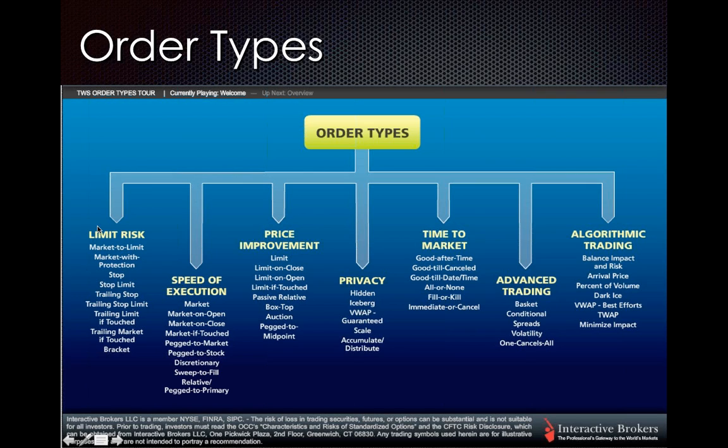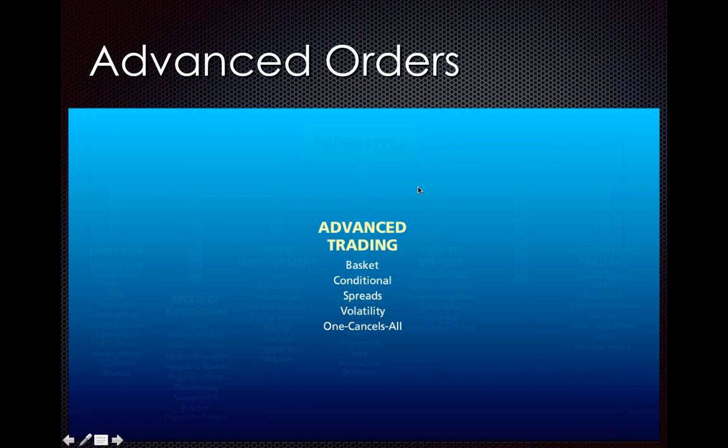We already mentioned limit risk. We already discussed speed of execution, price improvement. We mentioned privacy as well, time to the market. And tonight I'm going to talk about advanced trading. So advanced trading has a few very useful features like conditional orders, spreads, volatilities, and one cancels all.